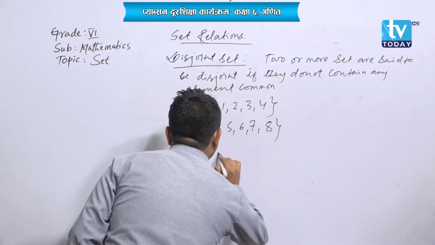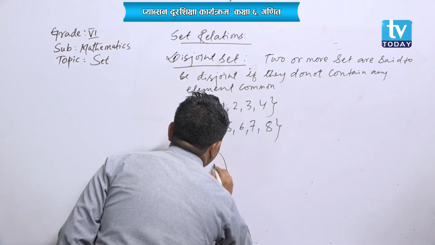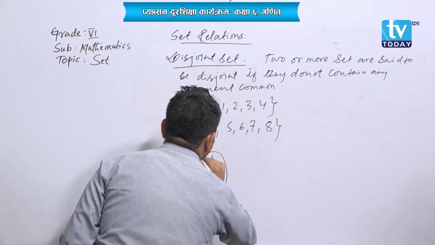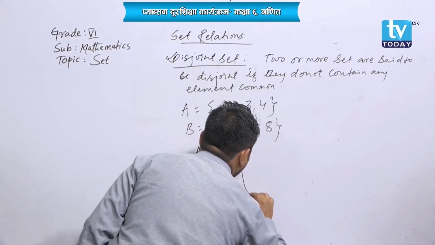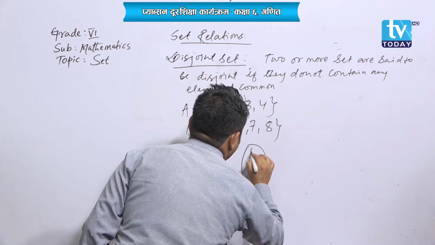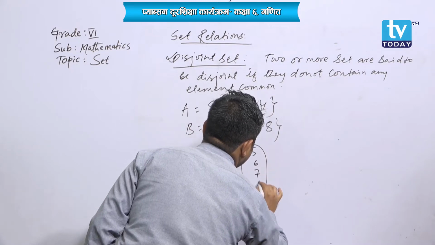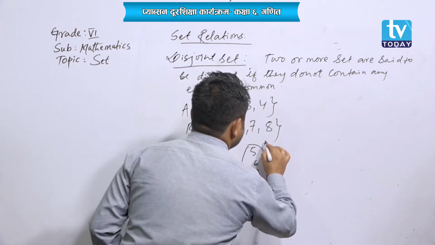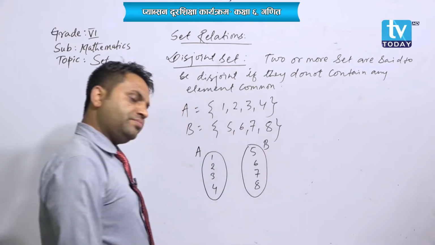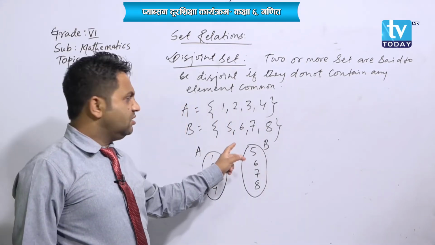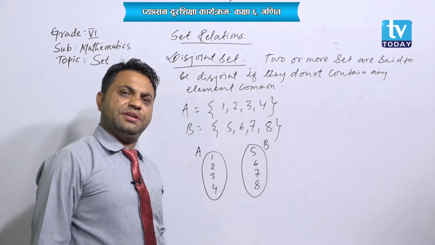Please write all the elements of set A: 1, 2, 3, 4, this is set A, and set B: 5, 6, 7, 8, this is set B. Is that clear? There is no common element.